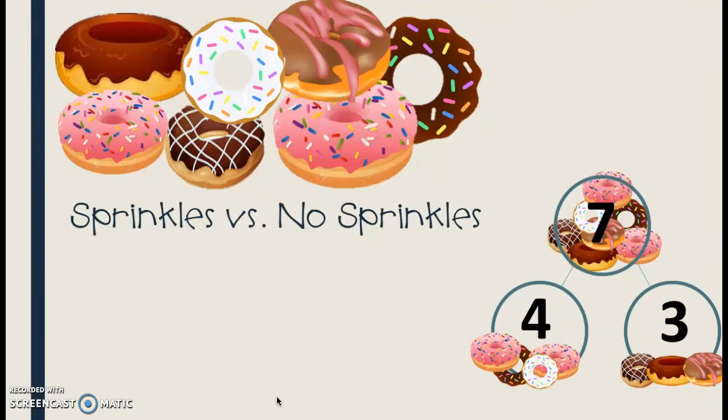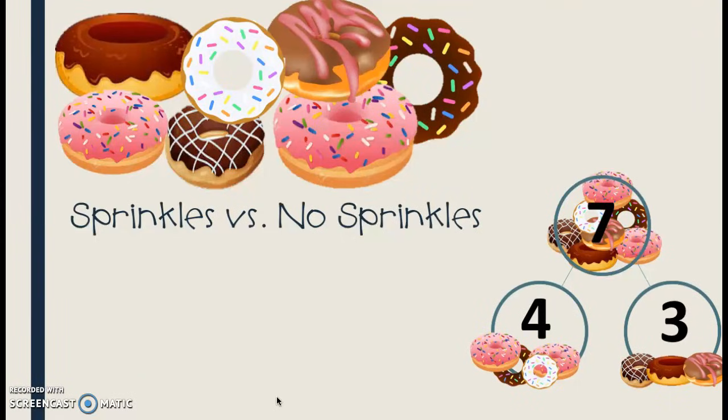Remember, we're not adding anything to these number bonds because we are not changing them. We're just breaking them up into different parts. So I have my whole amount of 7. And if I wanted to, I could put the sprinkles in one pile and the non-sprinkles in another.